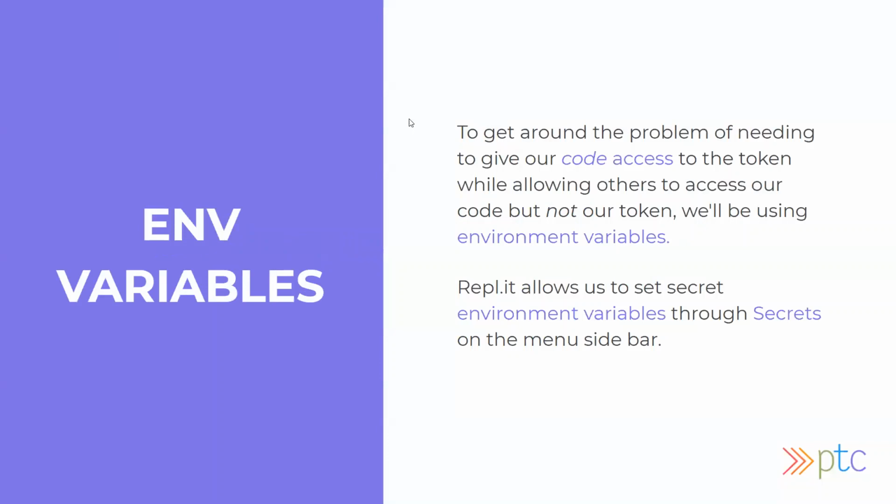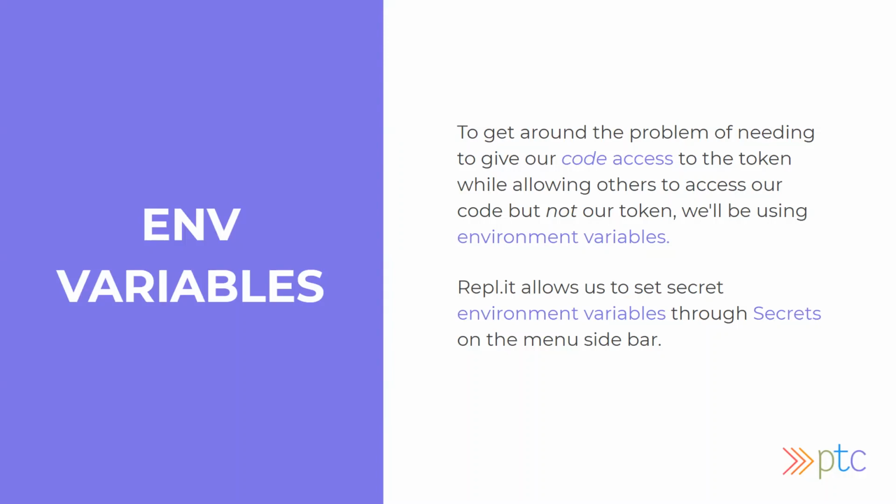All right, to get around the problem of needing to give our code access to the token while allowing others to access our code, but not our token, we'll be using environment variables. Replit allows us to create secret environment variables through the secrets menu sidebar. This is actually a little more convenient than creating .env files, which is usually how it works on your device, but those are also unsearchable in your file explorer or finder. And if you accidentally close that env file on your computer, when you need it back, you most likely won't be able to find it.